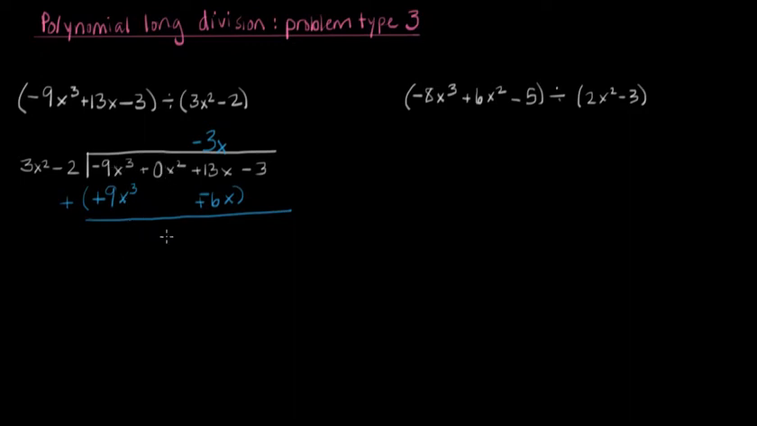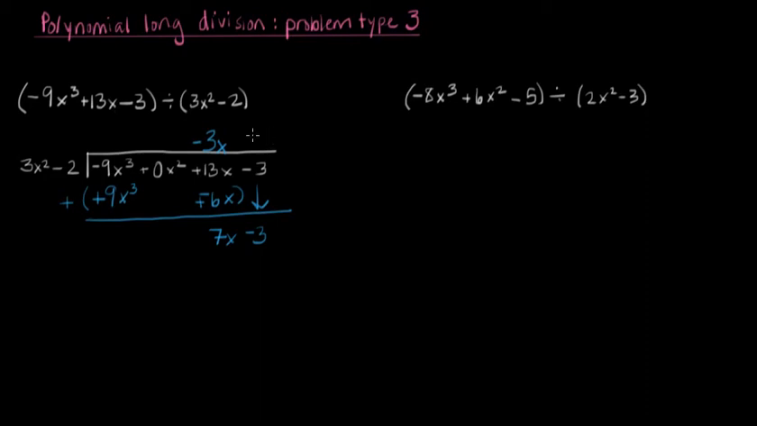So this is 0. This is 0. So we don't need to write this. In this case, you didn't actually need the placeholder, but in other problems, you will need a placeholder, so it's best to just go ahead and put it in. And then here we get 7x, and then we bring down our minus 3. And the degree here, this is just a 7x minus 3, and this is 3x squared minus 2. So you can't actually go any farther, since the degree here is smaller than the degree here.